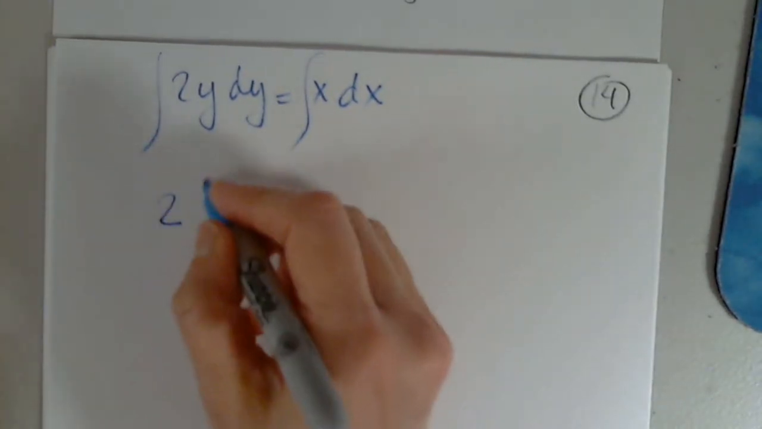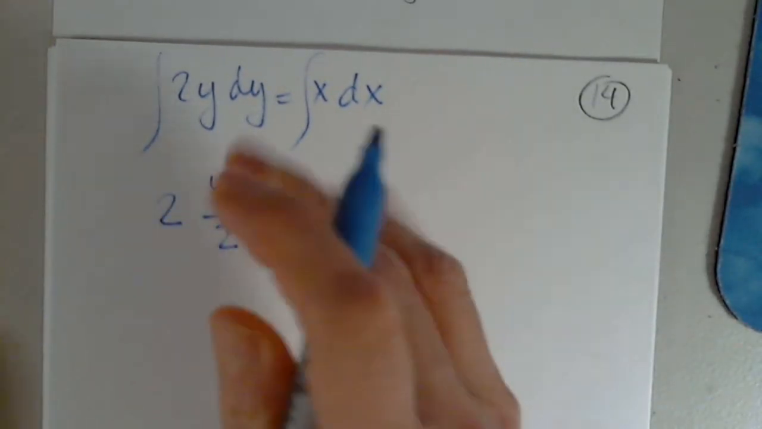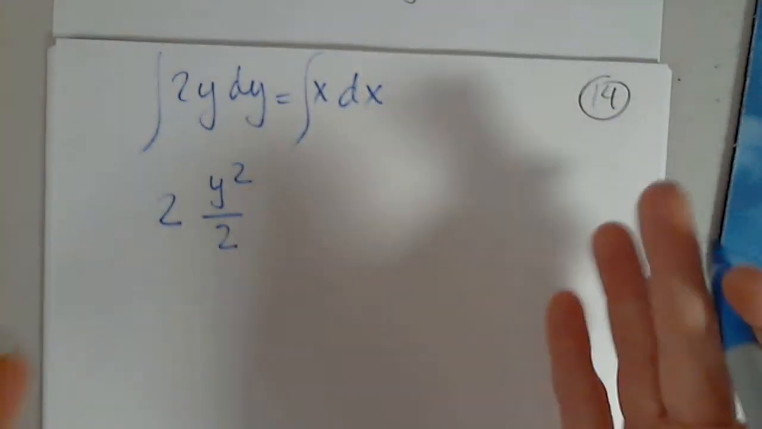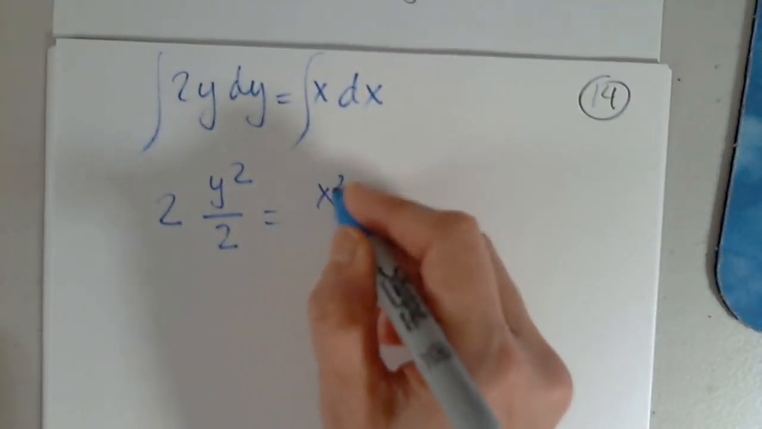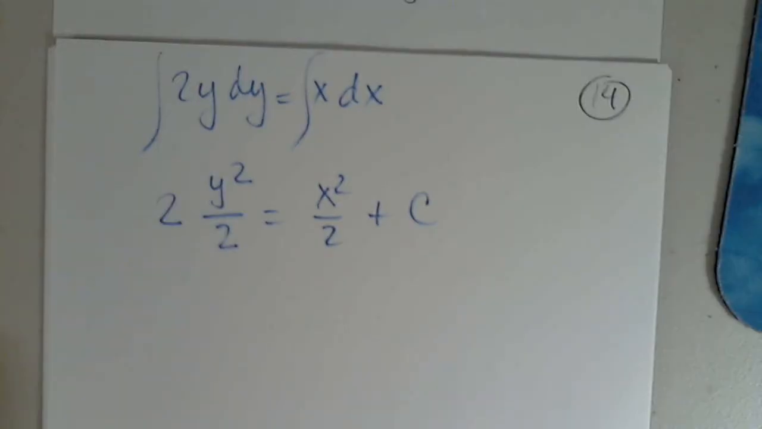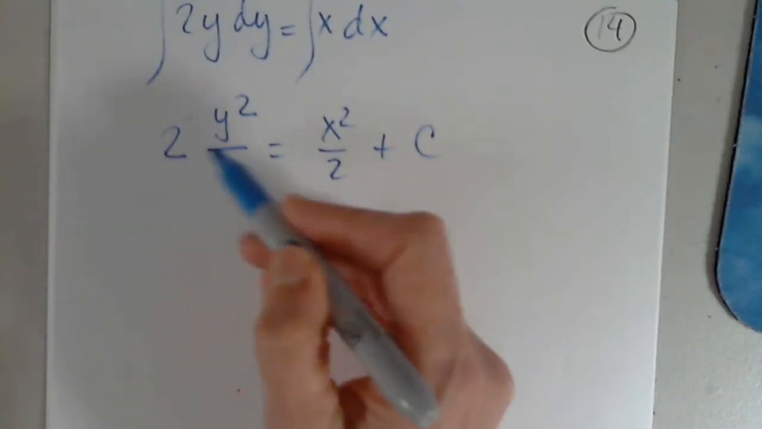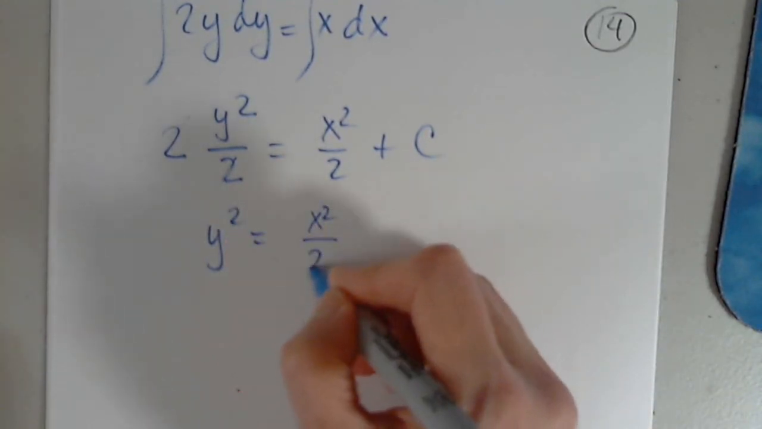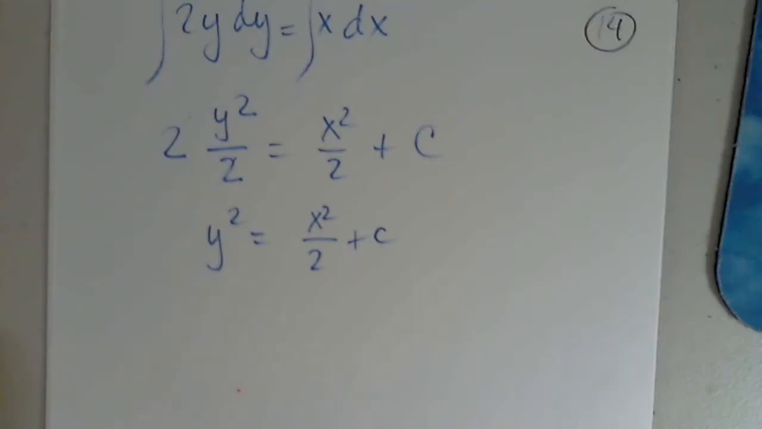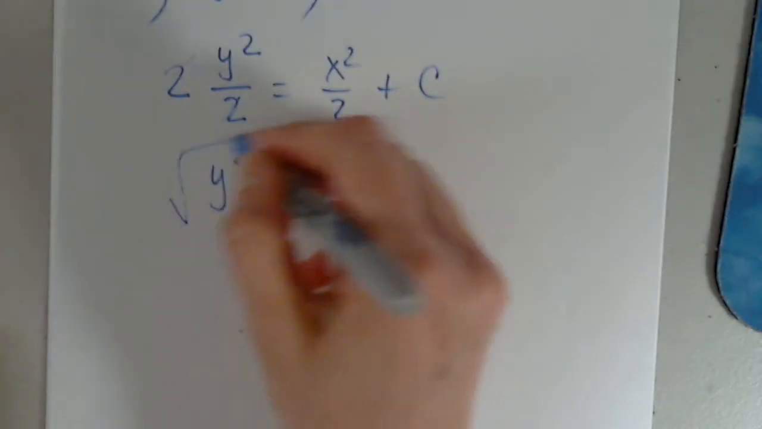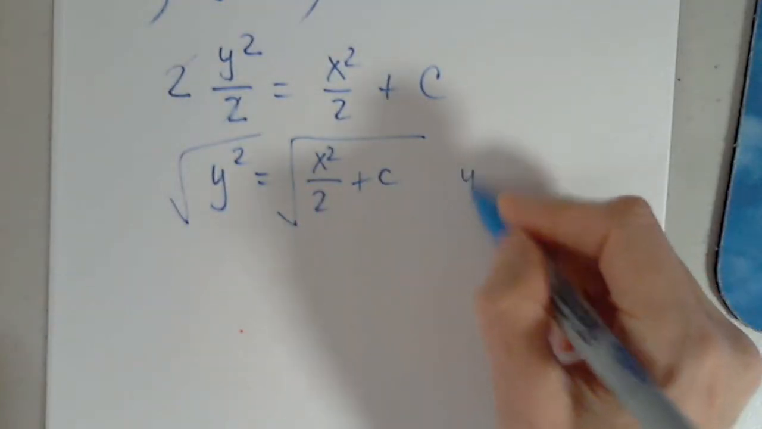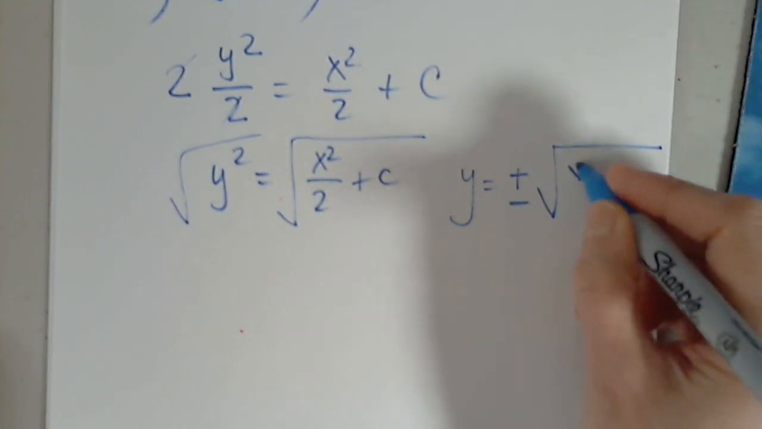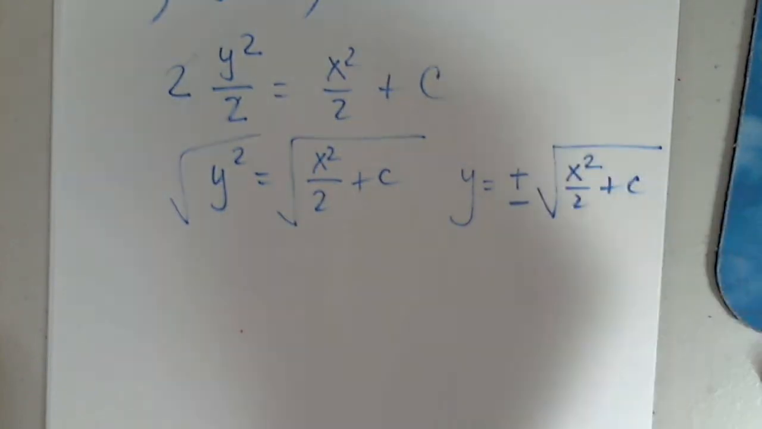2 comes out. I get y squared over 2. I should put a constant here. Instead, I will just combine the constants and put just one constant on the other side. I will simplify. I have y squared equals x squared over 2 plus a constant c. And I have to take the square root. So then I get y equals plus or minus the square root of x squared over 2 plus a constant c.